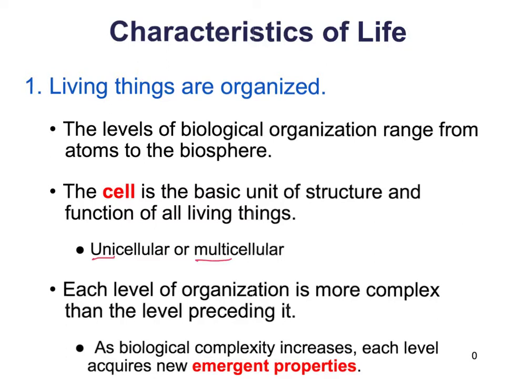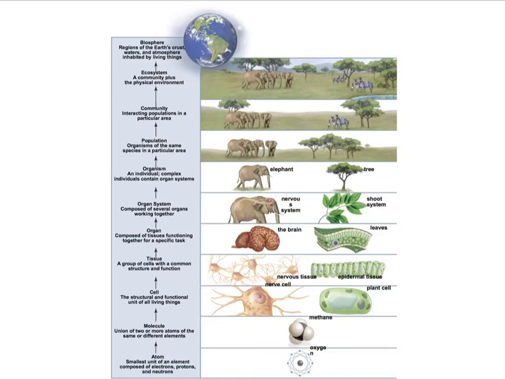Now, each level of organization as you go up is more complex than the level preceding it. And as biological complexity increases, each level has new emergent properties. Emergent properties basically means that if you're looking at a molecule, you can't just take a couple of molecules and stick them together and get a cell. It doesn't work like that because that cell has emergent properties that you can't break down into smaller pieces and still get those same functions.